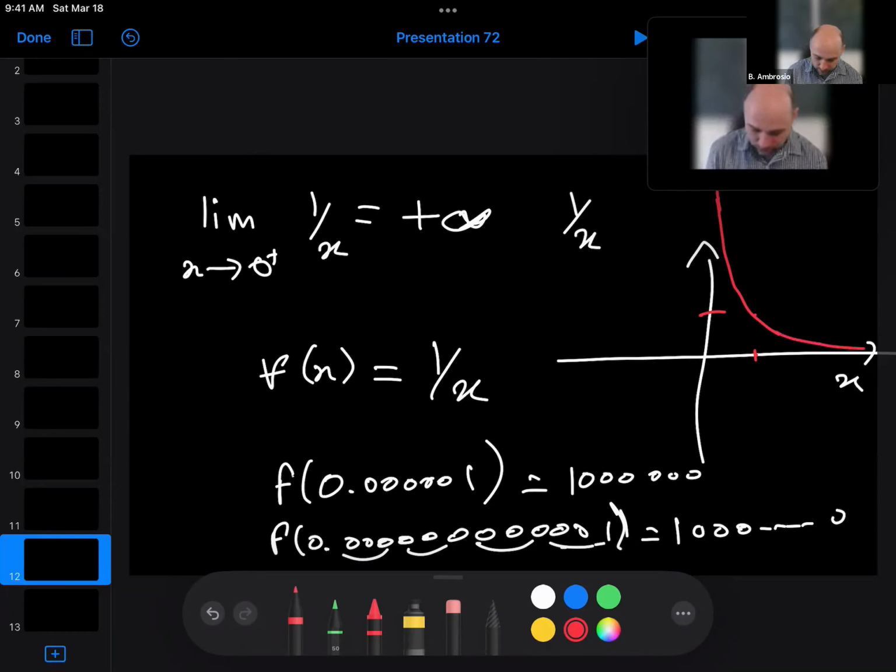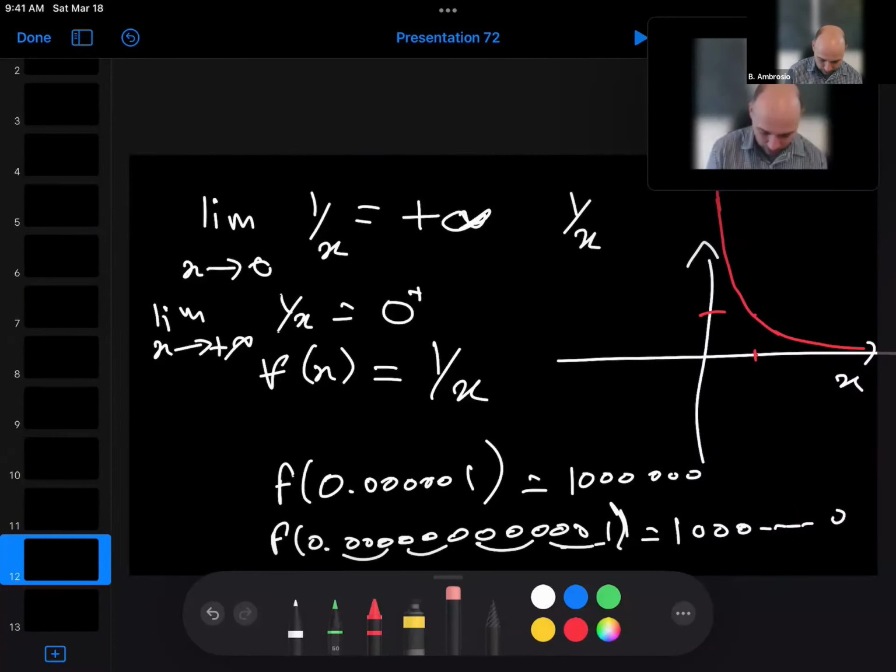Okay, on the other side, I can also say that limit as x goes to plus infinity of f of x equals 0, and I can add a plus. Here, plus means positive numbers. So I could replace by x positive and x goes to 0. Is there any questions with that?